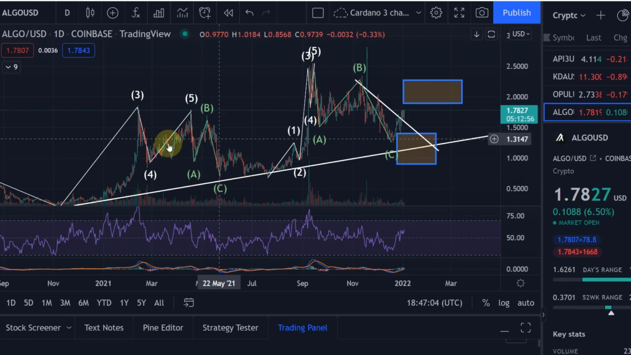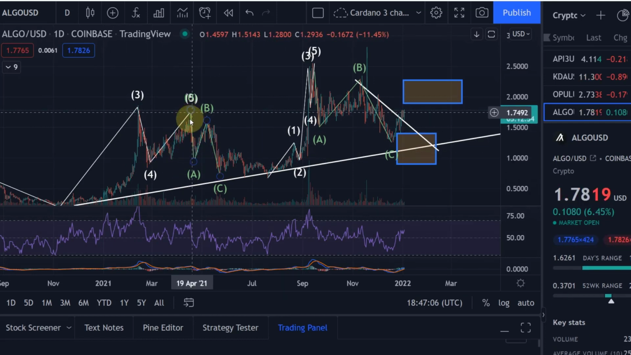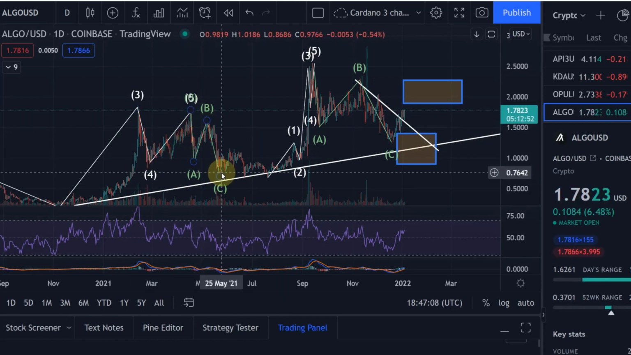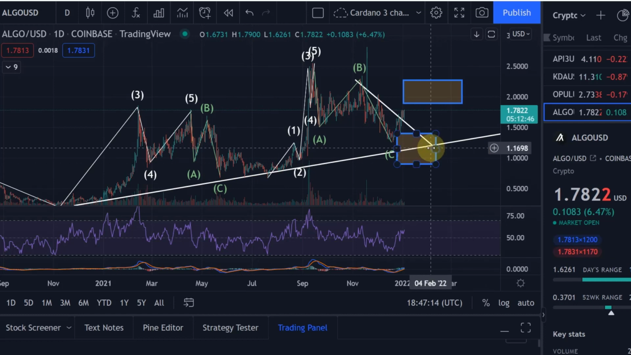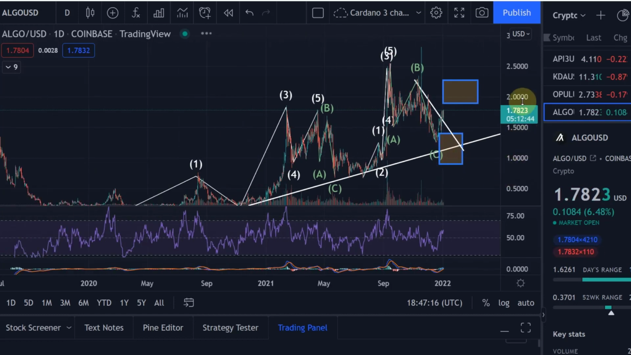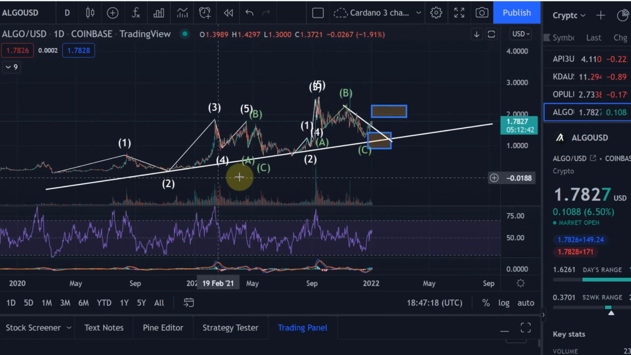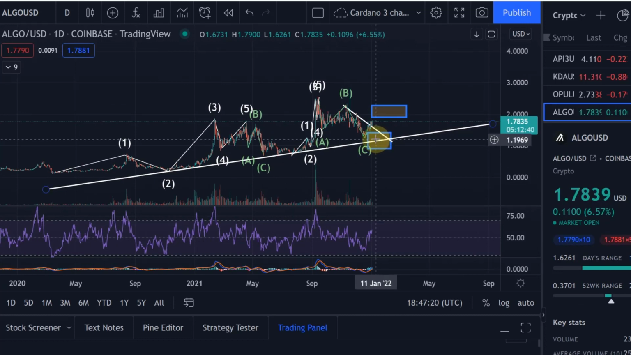This is also what I said in the last video, that we had this correction of an ABC, and then you come up once more and you go down and you sort of bleed out until you find the low here, possibly at this ascending trend line. This is still where I think the price could really be landing in the end, at this ascending trend line here.